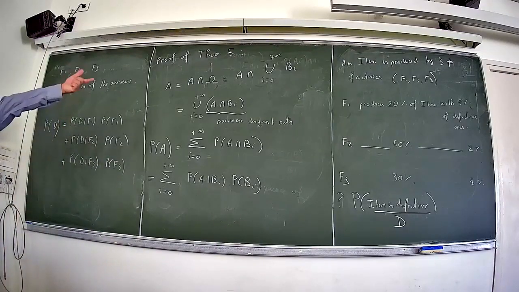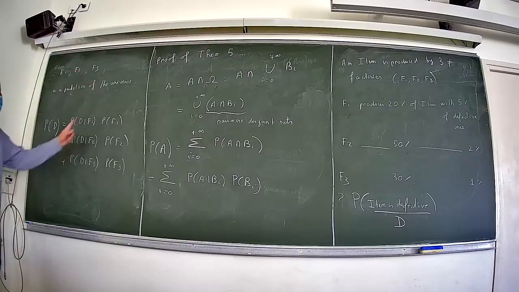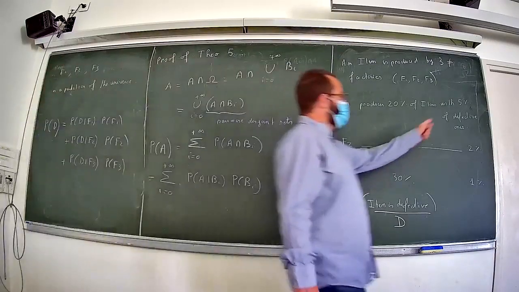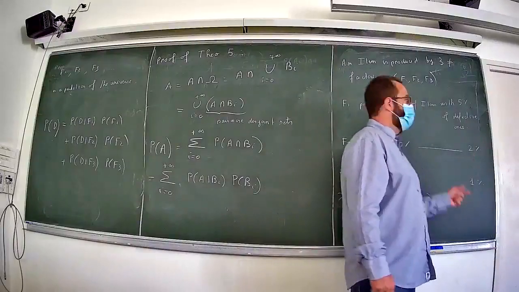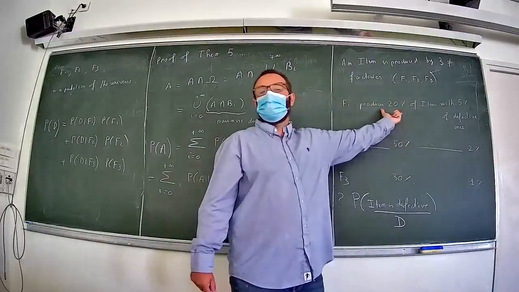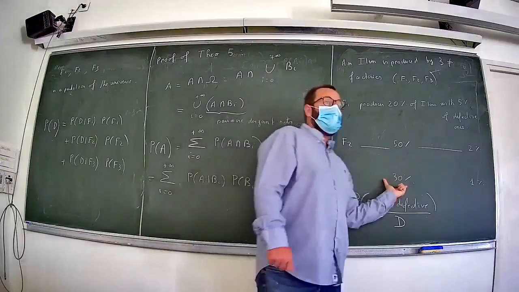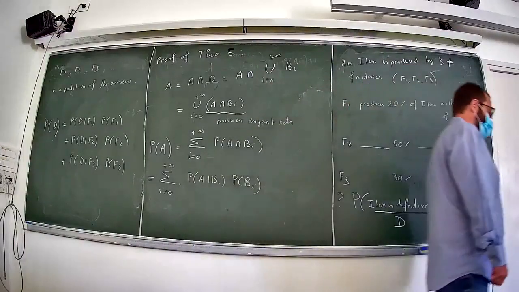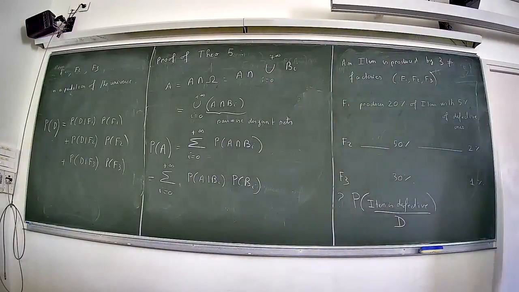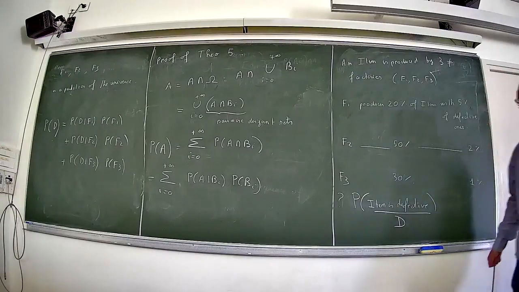You have everything you want in the statement. The conditional probabilities here are given by the last 3 terms. The probability to be produced by F1 is 20, by F2 50, and by F3 30. So it is the typical use in concrete cases of the law of total probability. Okay? So you have a basic example here.